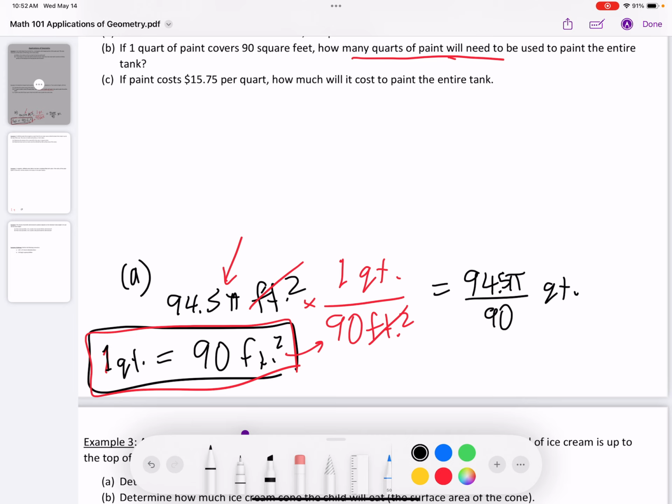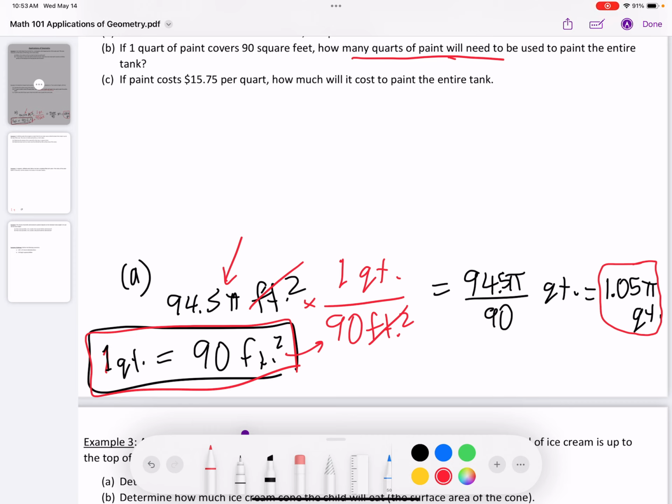They didn't say if they want an exact answer. 94.5, I can divide that by 90. Is that really just 1.05? That's so nice. 1.05 pi quarts. And like I said, if this was real life, of course, I'm not going to go to the store and say, oh, excuse me, sir, or excuse me, ma'am, I need 1.05 pi quarts.